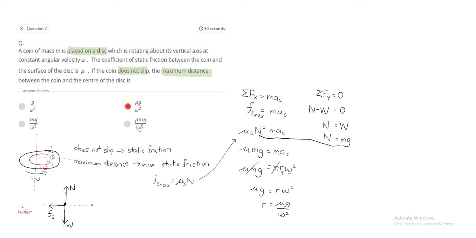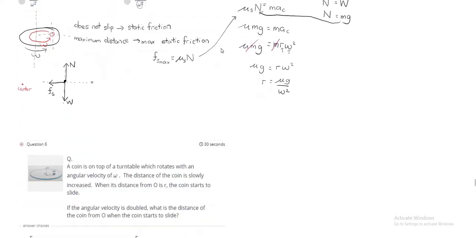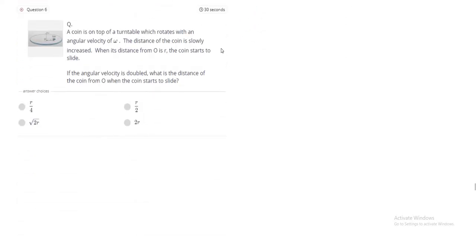Okay, let's move on to question number 6. Number 6 is also a similar question. It involves a coin which is on top of a turntable. Just now it was on the disc, which is the same thing as a turntable. So this is rotating with an angular velocity of omega. You slowly increase the distance. This is a bit different from the previous question, so let me discuss this.